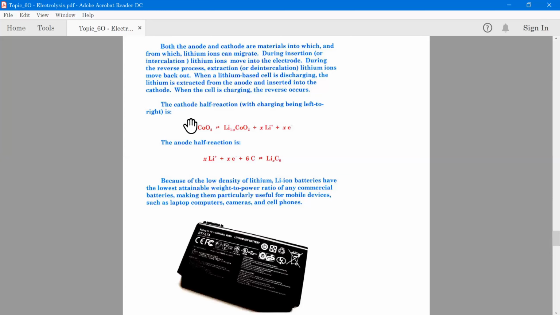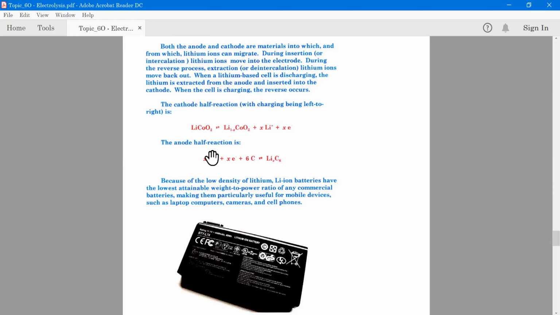The anode half reaction that occurs when this reaction is occurring at the cathode is just the opposite. X of these lithium ions plus some electrons, plus some carbon, where it's embedded in graphite, forms this lithium sub x. The reason it's just called x is because it's a variable stoichiometry. It's not a simple material like this that has a fixed stoichiometry of 1 lithium, 1 cobalt, 2 oxides. Instead, it depends on what this x is, and x could be different depending on different configurations. But the principle is still the same.